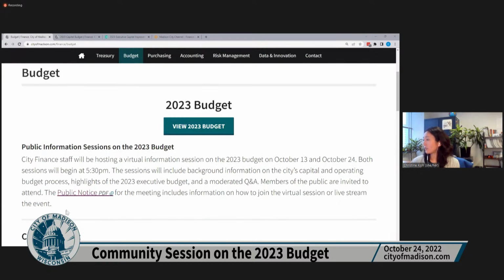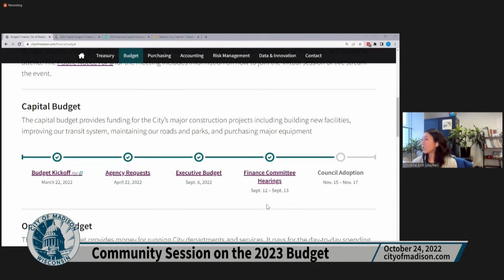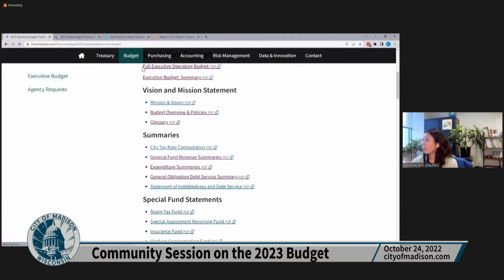We had a little blurb about the information sessions that are happening today, as well as if you wanted to look at a specific phase in the capital or operating budget, you can see the timeline here for each of the phases, and then you can select one of the links. And so I selected the 2023 operating budget, so I can see you can either look at the full executive budget. A document I highly recommend folks review is the executive summary.